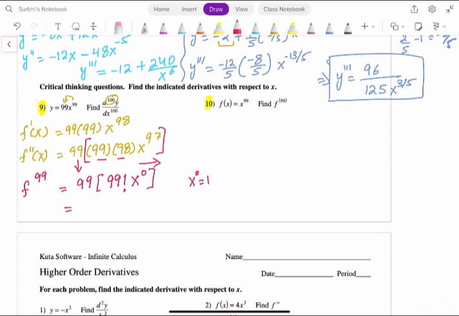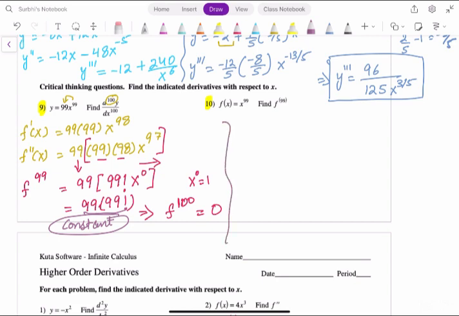And I am well aware that x to the power of 0 is nothing but 1. So what is my final answer? Answer is nothing but only 99 times 99 factorial. That's it. Right? Even though they asked for the 100th derivative, we can simplify it in this way. So f99 was this and f100 is nothing but 0 because 99 times 99 factorial is a constant. So the 100th derivative will be just 0.